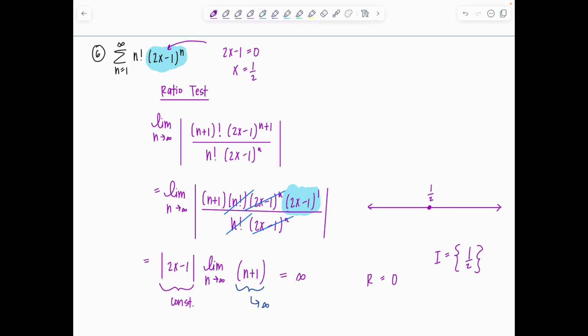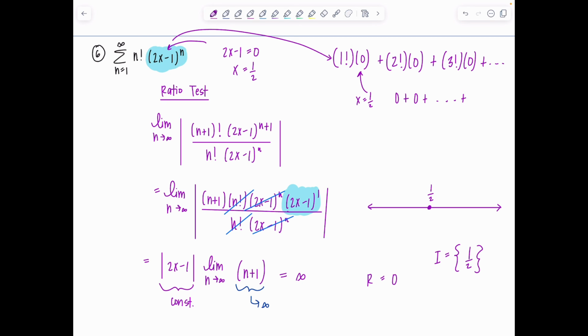So what ends up happening is your series looks like this. Okay, so n equals 1, you'd have 1 factorial times 0 if x is 1/2, plus 2 factorial times 0 plus 3 factorial times 0 plus blah, blah, blah. And then you would just have a bunch of zeros added together. So of course it's going to converge. But how boring, right? You're just adding up a bunch of zeros. That's the only way this guy can converge. Well, yeah, because otherwise the terms are going to infinity. There's no way. So this is also nice because it's short.